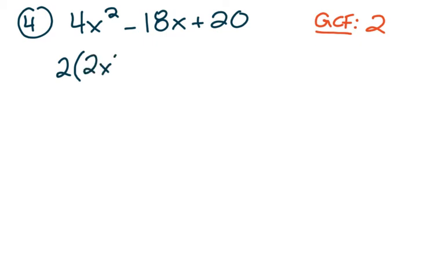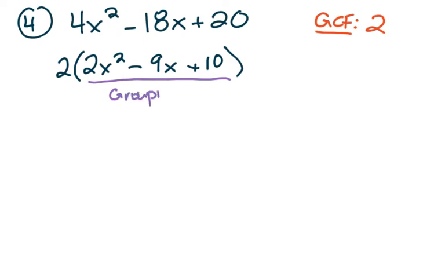That leaves me with a 2x squared minus 9x plus 10. And now on this inside part, I can use factor by grouping. Okay, so I'm going to ignore that 2 that was just going to carry down by itself, and I'm going to focus on this inside parenthesis. So first step is to multiply our first term times our last term. So we are looking for factors of 20 that have a sum of negative 9.